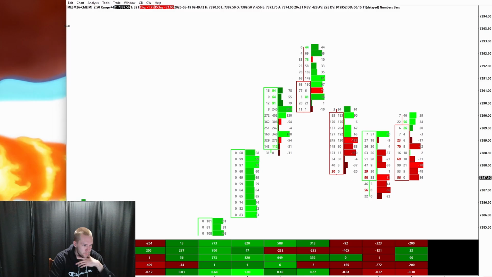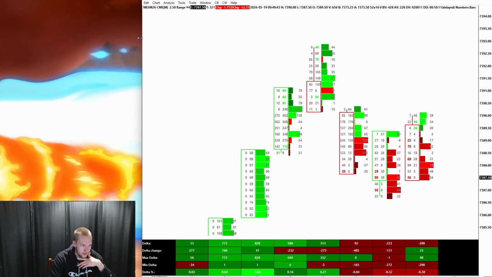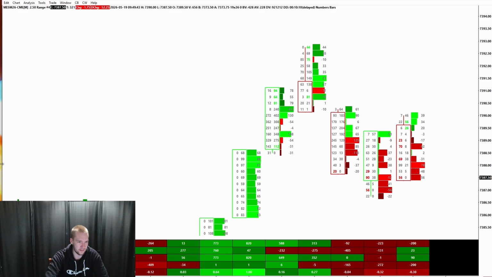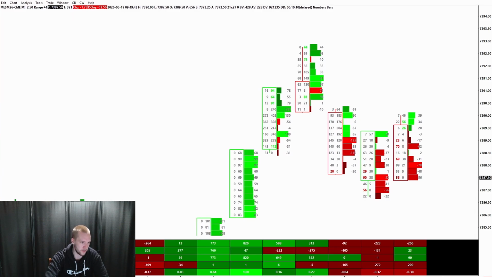And if I just bring the chart back a bit like this, now you can actually see what the boxes here are. We have delta, delta change, max delta, min delta, and delta percentage. If you're more interested in these, I recommend you go watch that footprint tutorial. I think I go over what these are in there. So I'm not really going to get into this right now. I think this is slightly too advanced. Might be something I cover in the advanced video.